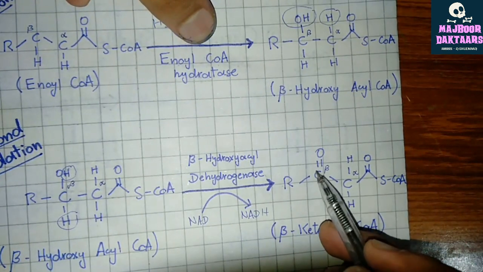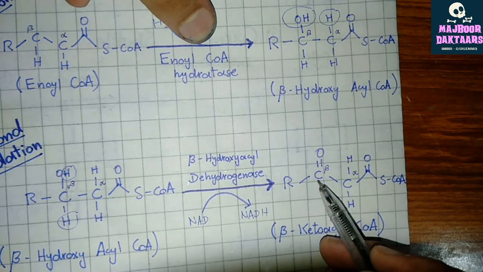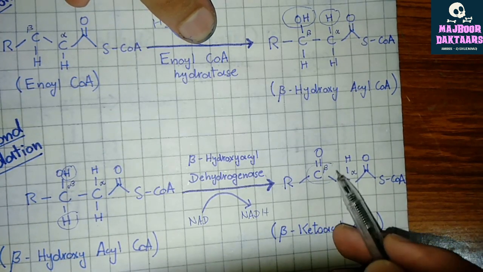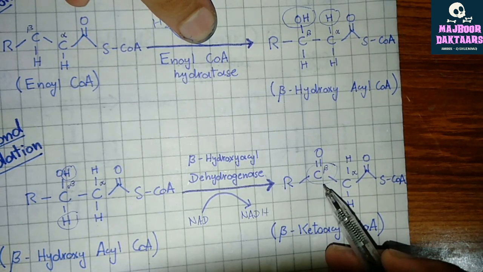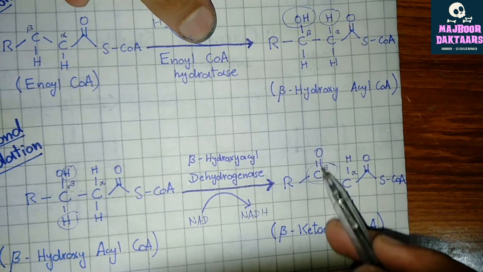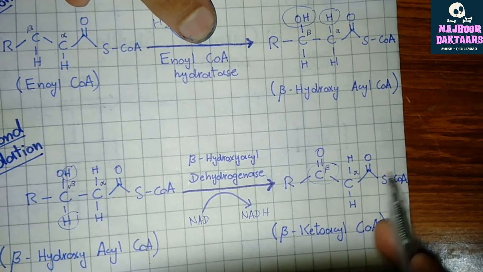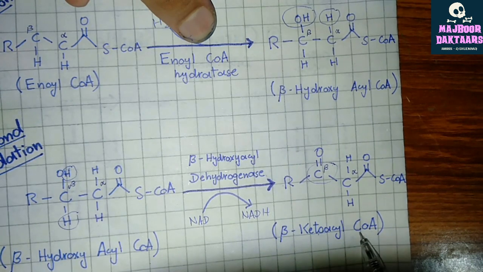So we can say that removal of hydrogen is equal to oxidation. So we can say that the oxidation of the beta carbon has occurred. And this is the reason this process is called the beta oxidation. So the carbon forms double bond with the oxygen, oxidation occurs, and this compound gets converted into beta ketoacyl CoA.